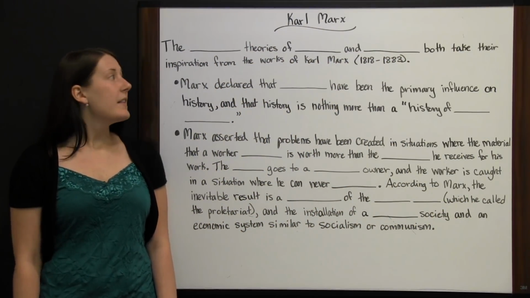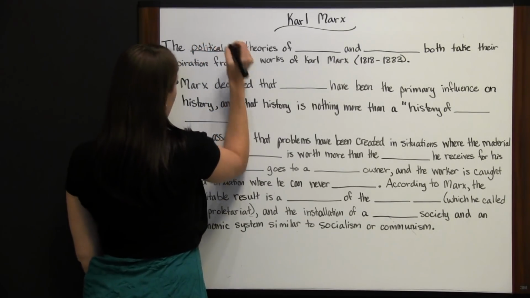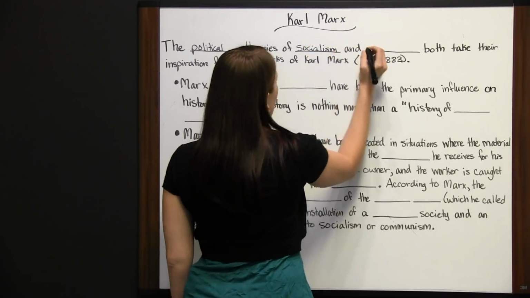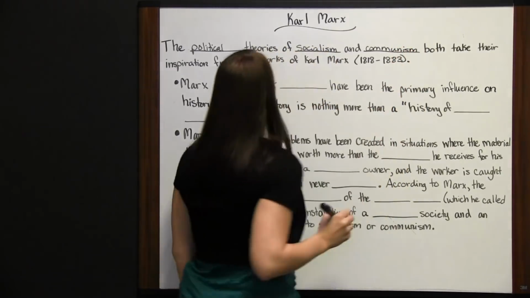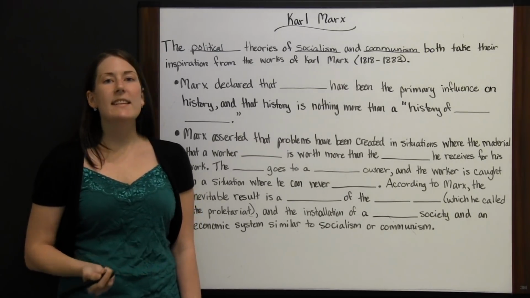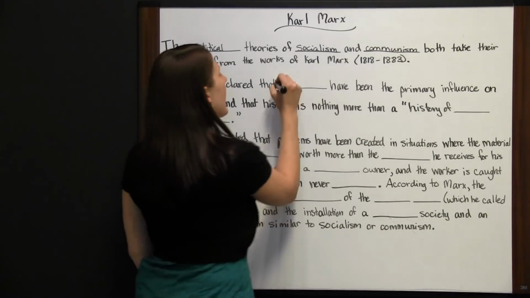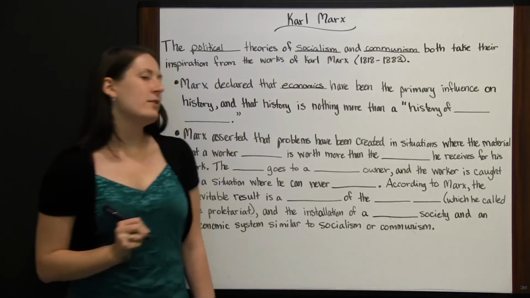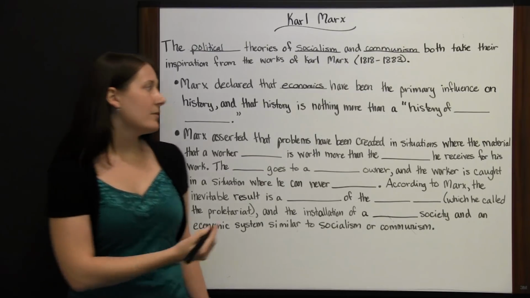Karl Marx. The political theories of socialism and communism both take their inspiration from the works of Karl Marx, who lived from 1818 to 1883. Marx declared that economics have been the primary influence on history, and that history is nothing more than a history of class struggles.